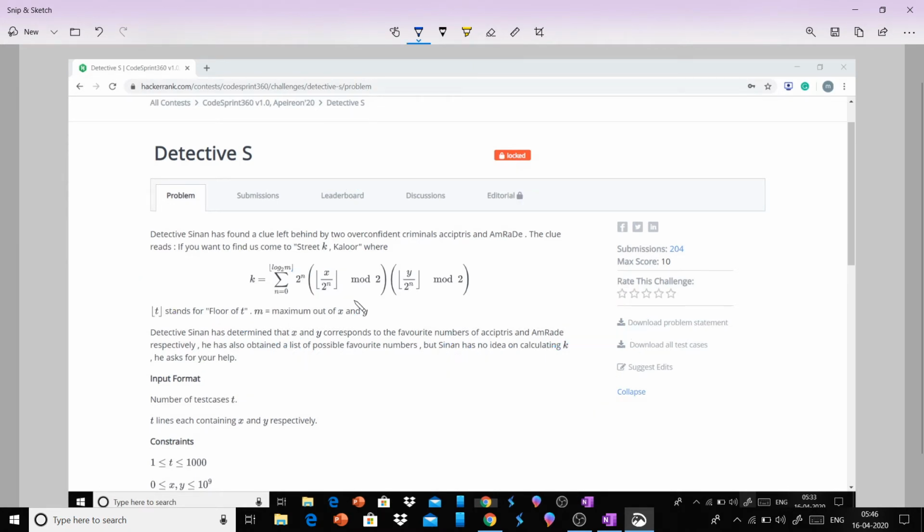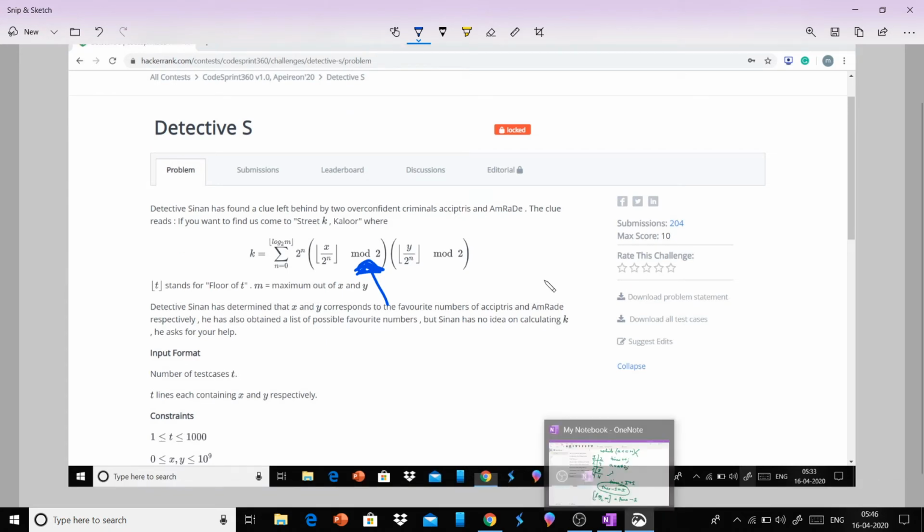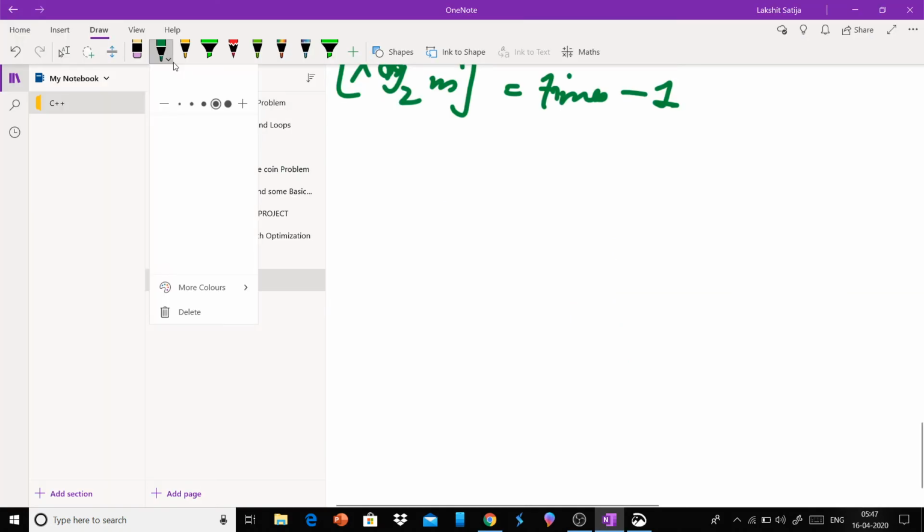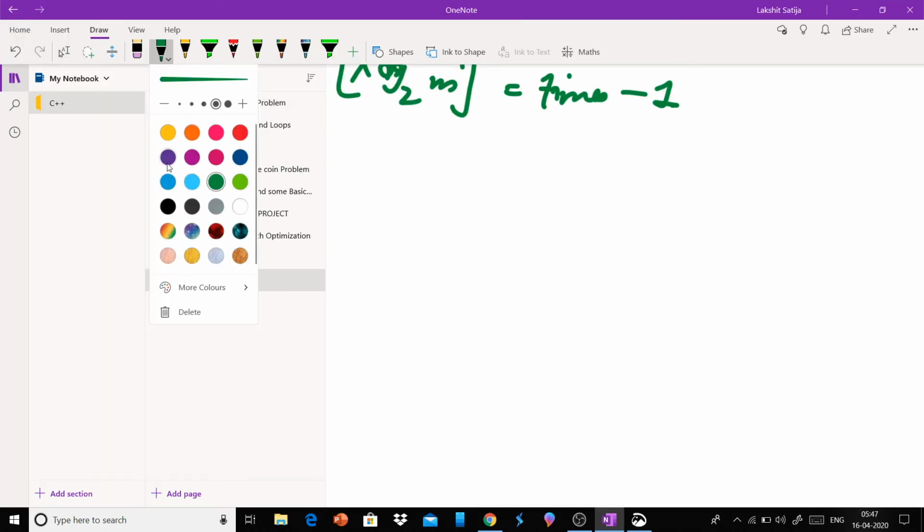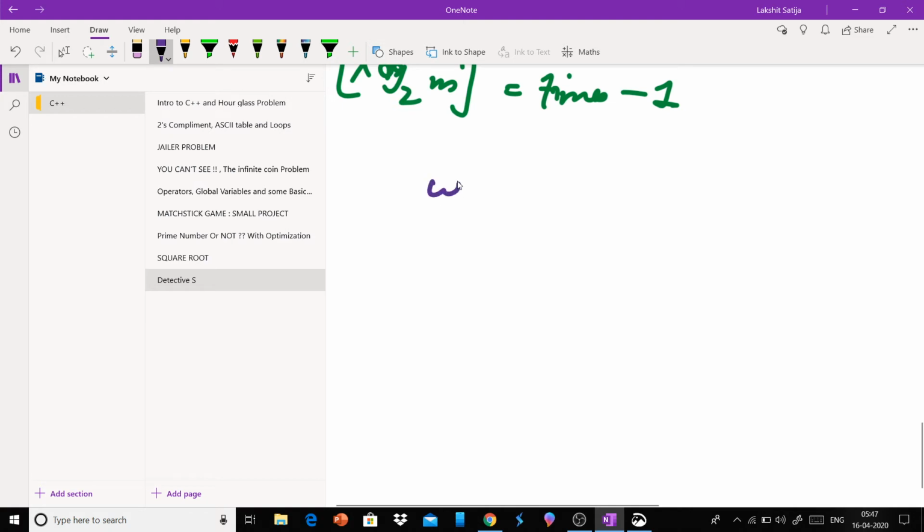What does this mod 2 mean? You might be new to this term, so let me explain what this mod means. Mod is nothing but a new way to get the remainder, right? It's nothing but a new way to get the remainder.